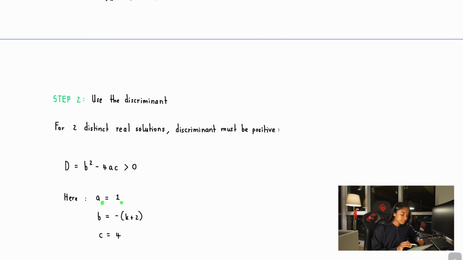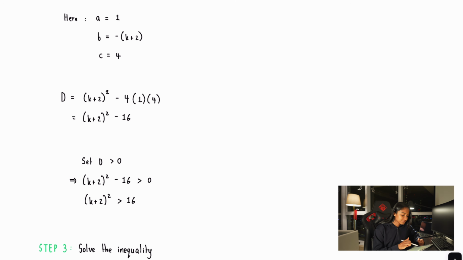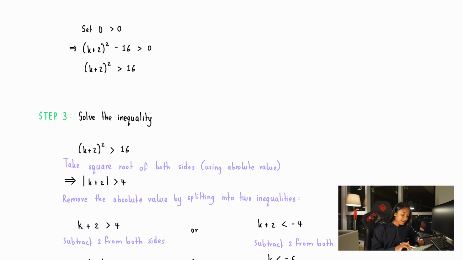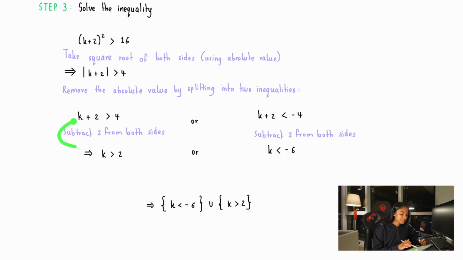We have a is 1, b is minus (k plus 2), and c is 4. We're going to substitute it to find that it is (k plus 2) squared minus 16. We need to set that greater than 0 to find positive. Then we have an inequality. So we take the square roots of both sides, which uses the absolute value. Then we remove the absolute value by splitting into two inequalities. So we'll have k plus 2 is greater than 4, or k plus 2 is less than minus 4. We subtract 2 from both sides, so we have k is greater than 2, or k is less than minus 6, and that gives us our answer.